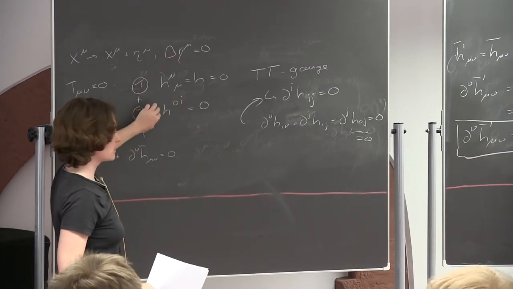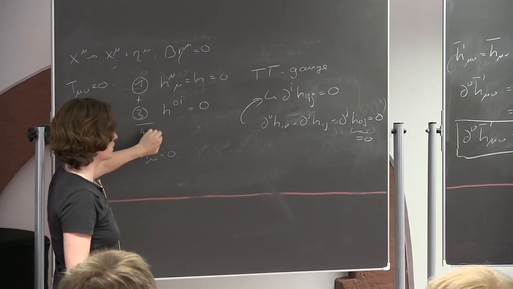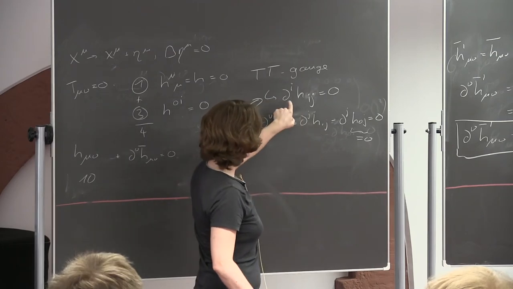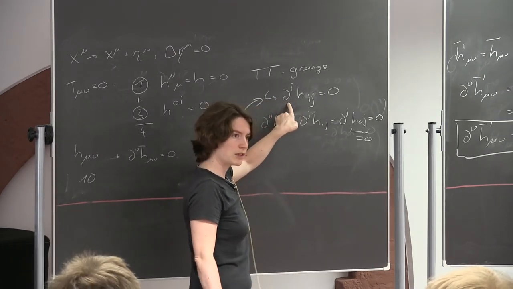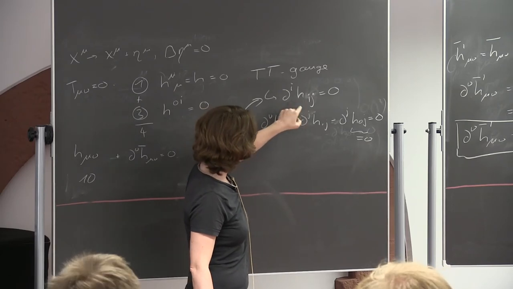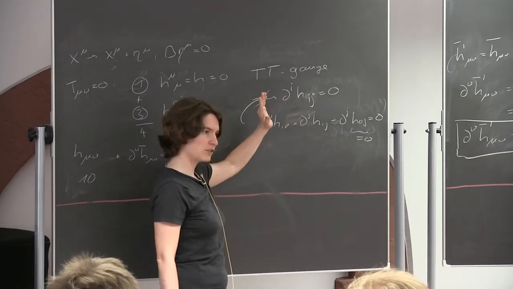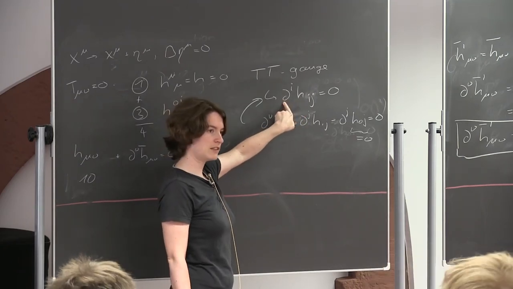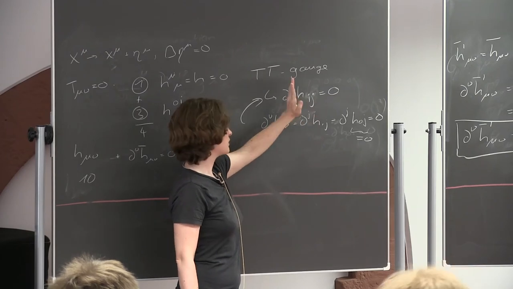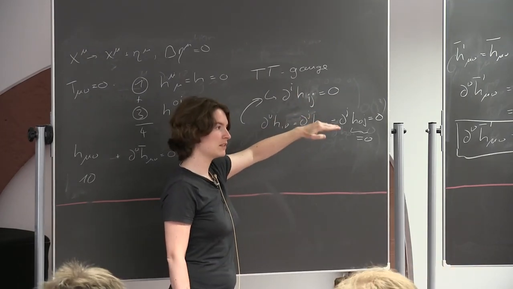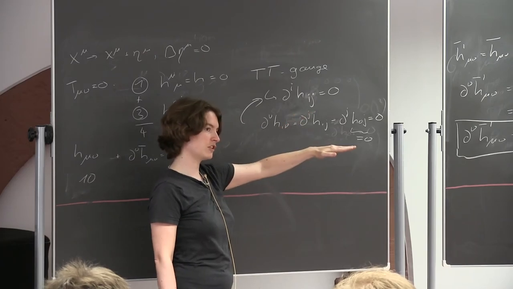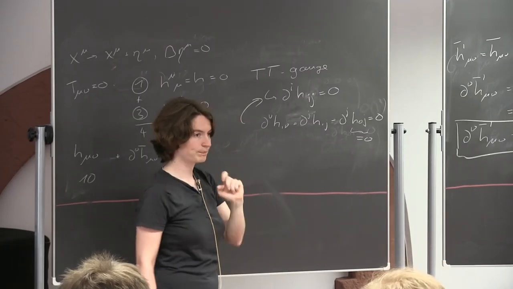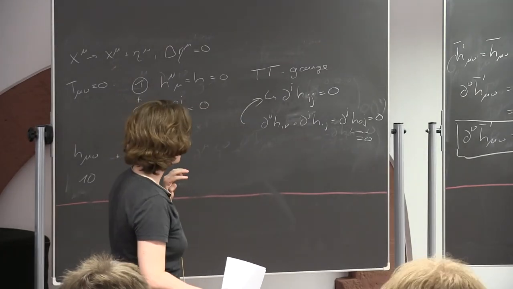So these are the things you impose by hand. You immediately see these are 4 equations. And then you just use Lorentz gauge, and you see that this imposes this condition, which means, imagine you do a Fourier decomposition, and this becomes a k vector. This tells you that the scalar product of h with k is always 0, which means your perturbation is transverse to the direction of propagation. So this is where the name transverse traceless gauge comes from.